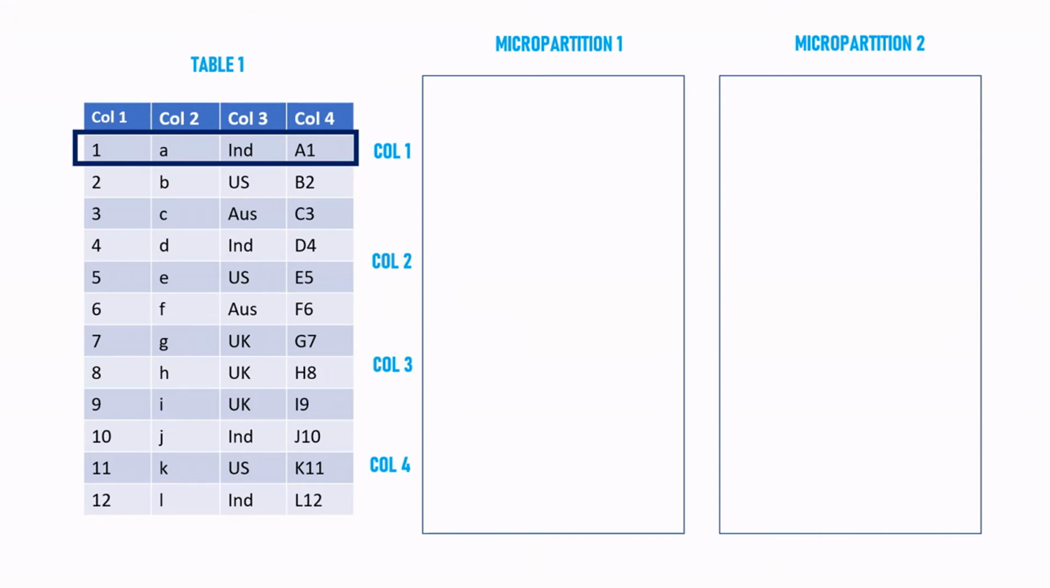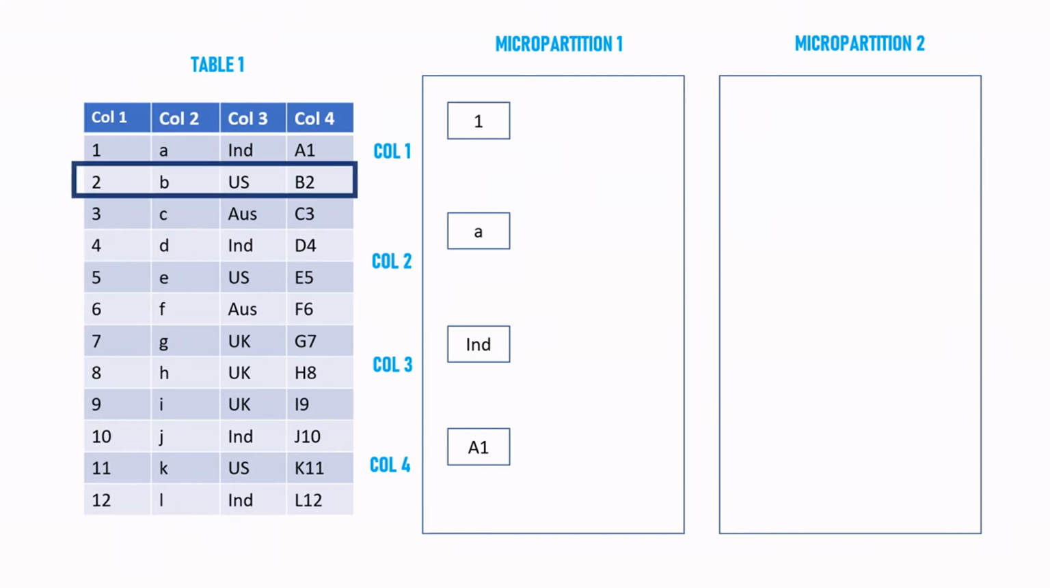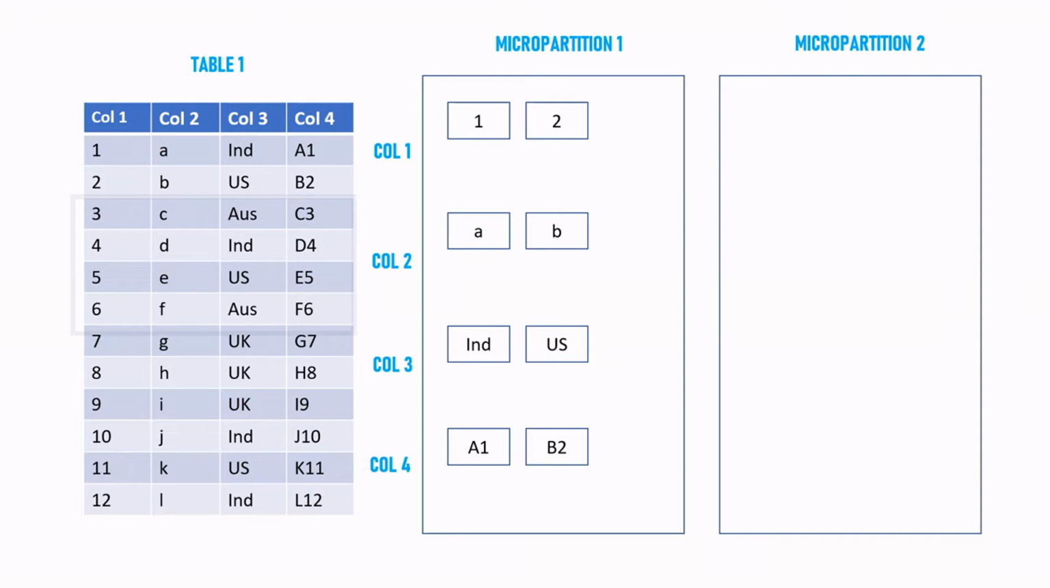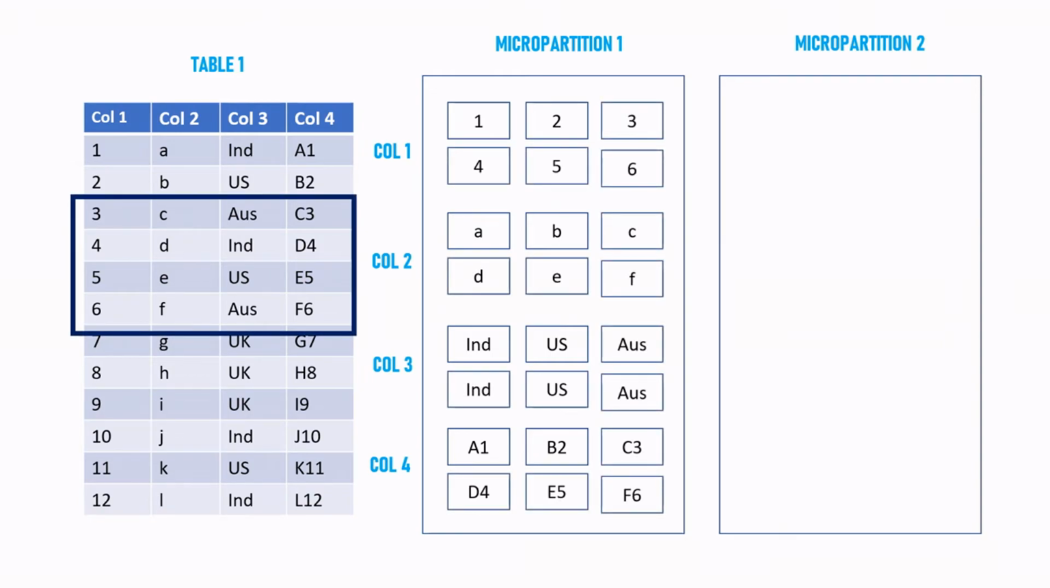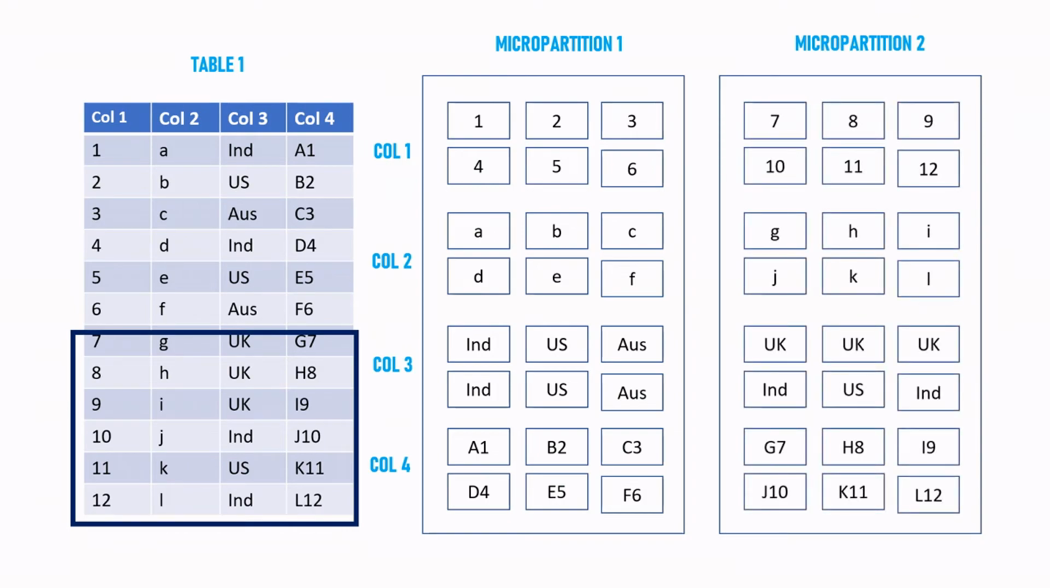Let's consider the first row. Here the columns are stored independently within micropartitions, and a row of data is stored in the same micropartition. Similarly, the upcoming rows are stored in the same fashion. As the name suggests, micropartitions are small in size. When the limit is exceeded, a new micropartition is created and the next rows are stored in a similar way.